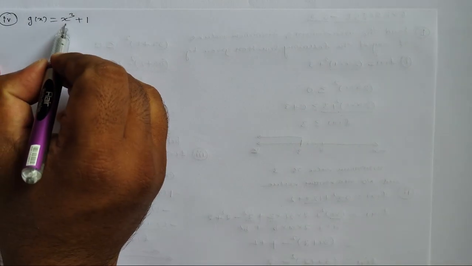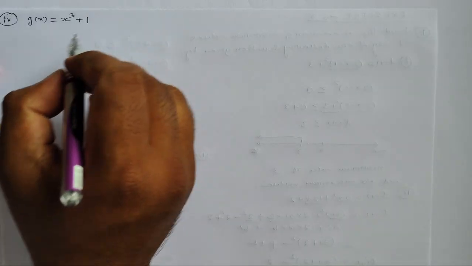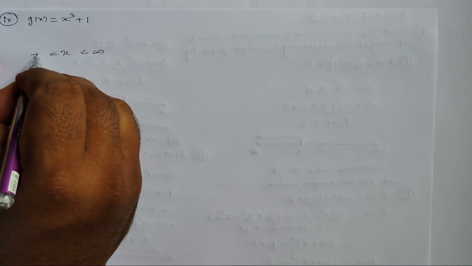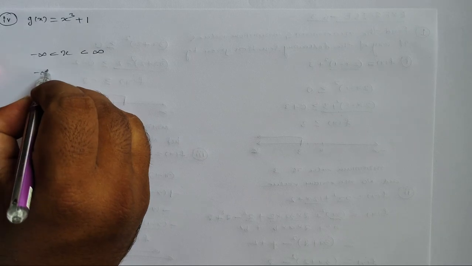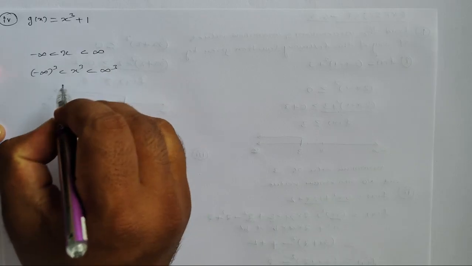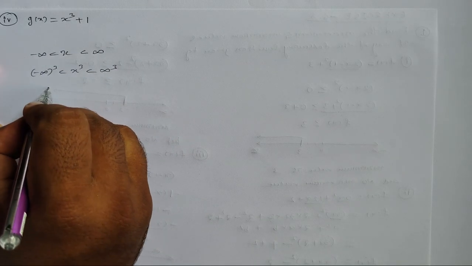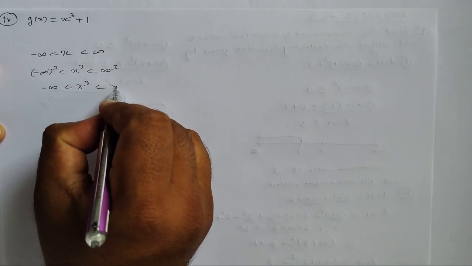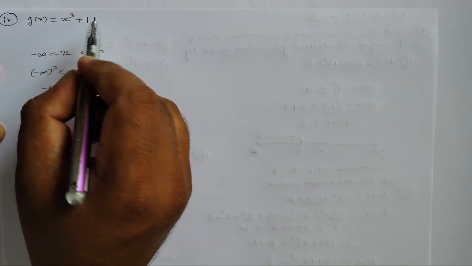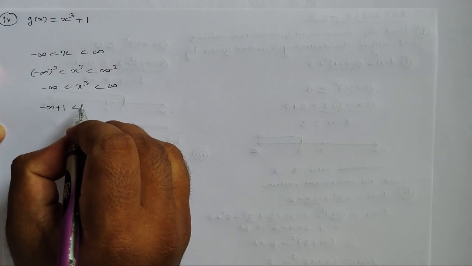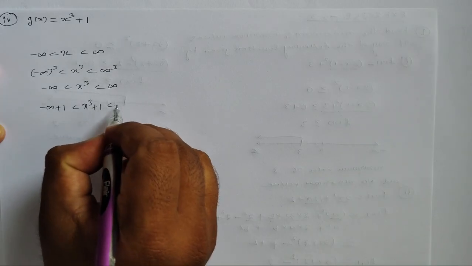Here x is there, so x belongs to real numbers. So real number means what? X value is less than infinity and greater than minus infinity. So I will cube on all the sides. Minus infinity cube less than x cube less than infinity cube. Minus infinity cube becomes minus infinity, and plus infinity cube becomes infinity. So we add 1 to every term: minus infinity plus 1 less than x cube plus 1 less than infinity plus 1.